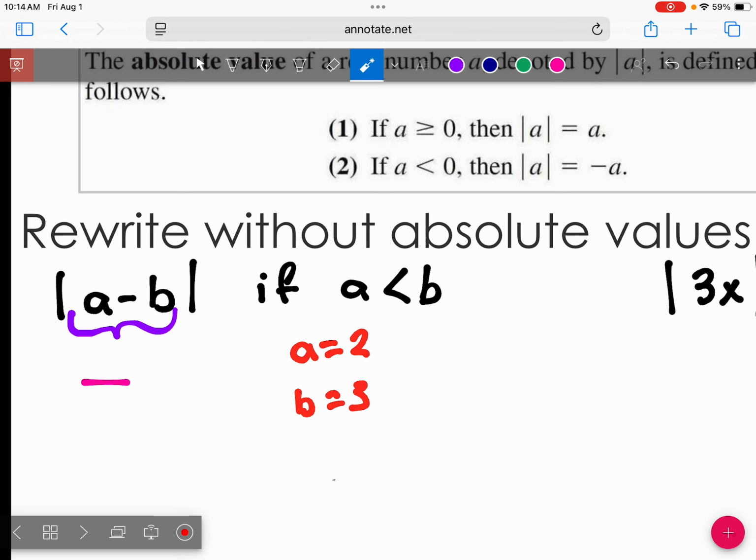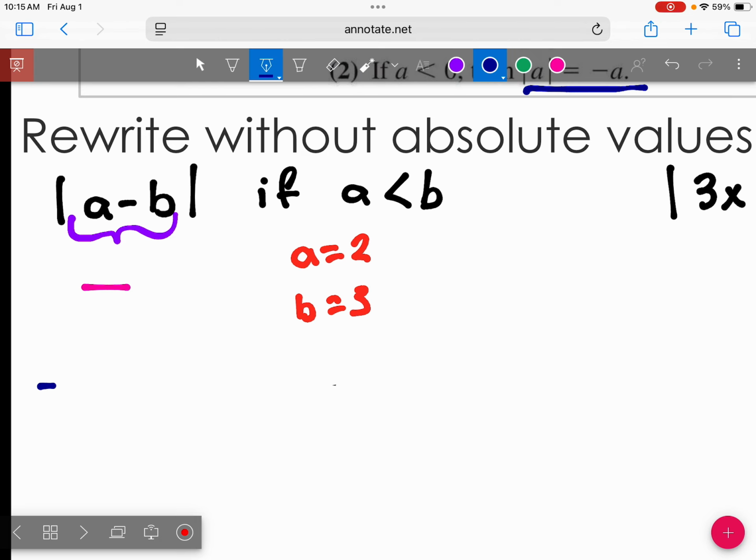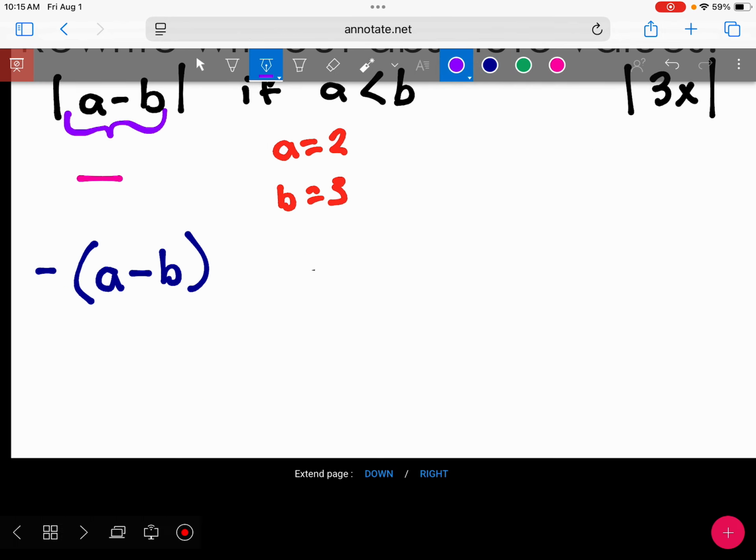So we know this thing's going to be negative, which means if I want to write this without the absolute value bars, that's this guy up here. We take what's inside the absolute value and put a negative sign out front: the negative, or the opposite, of a minus b. But we don't like to leave negatives in parentheses like that, so we distribute it out and get the opposite of a plus b. 100%, I will take that answer.